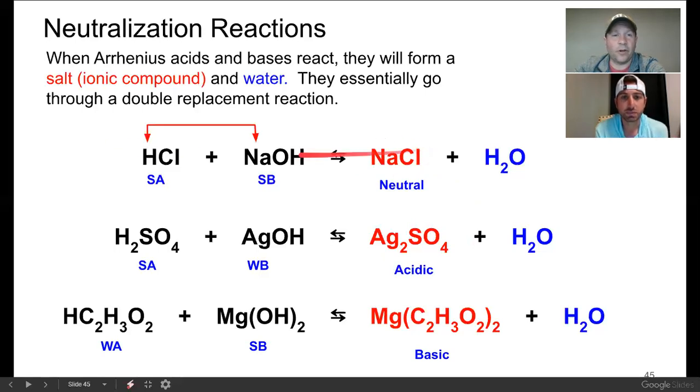So what I want to know is, we can kind of say, hey, what kind of salt would be formed with these, which they're going to have to know on the next one, which is titrations, right? You're going to have to know what kind of salt is formed. Is the salt going to be neutral, acidic, or basic? You're going to have to see that on titrations.